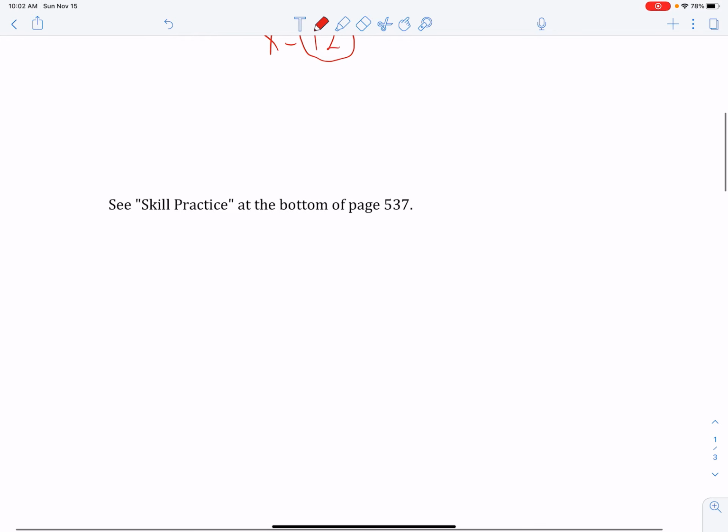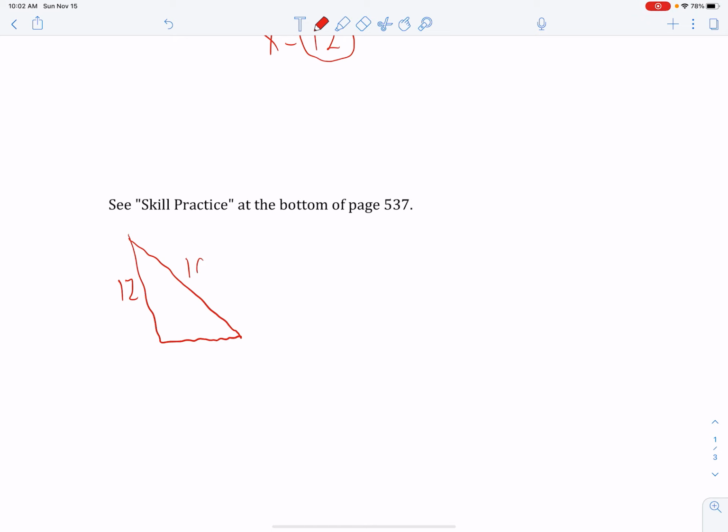Here it says, see the skills practice at the bottom of page 537. So let's take a look in our books at the bottom of page 537. Here we go. Here it says, triangle ABC is similar to triangle XYZ. Solve for the lengths of the missing sides. Similar in geometry is another way of saying that the sides are in proportion to each other.